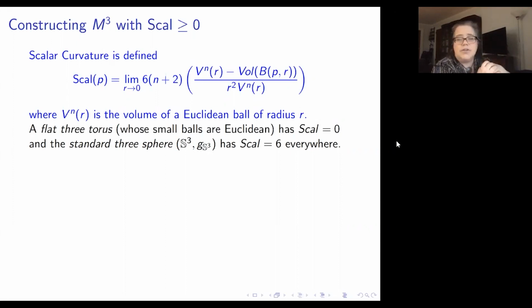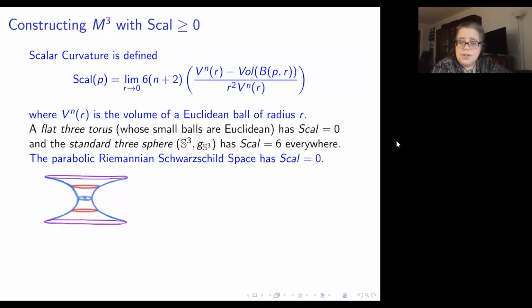This is not as useful a definition as others, but it is a true fact that scalar curvature at a point P in a Riemannian manifold is the limit as r goes to 0 of 6(n+2) times the volume in Euclidean space of a ball of radius r minus the volume in the manifold we're talking about, divided by r squared times the volume of Euclidean space. If you look at this definition, you can immediately see that a flat 3-torus, whose small balls are Euclidean, will have 0 in the numerator, so it has scalar curvature equal to 0 everywhere. And for the standard 3-sphere, you do a very straightforward calculation, L'Hopital's rule twice, and you get scalar curvature equal to 6 everywhere.